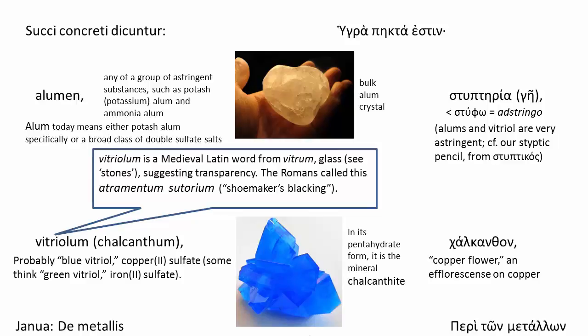Vitriolum, well, calcanthum from the Greek kalkanthon. And kalkanthon means copper flower, that is, it appears as an efflorescence on copper. It probably means blue vitriol, copper sulfate, though some think it is green vitriol, iron sulfate. As a copper sulfate in its pentahydrate form, it is our mineral chalcanthite. The word vitriolum is a medieval Latin word from vitrum, glass, which you know from stones, suggesting transparency in appearance. The Romans called this substance atramentum sutorium, shoemaker's blacking.